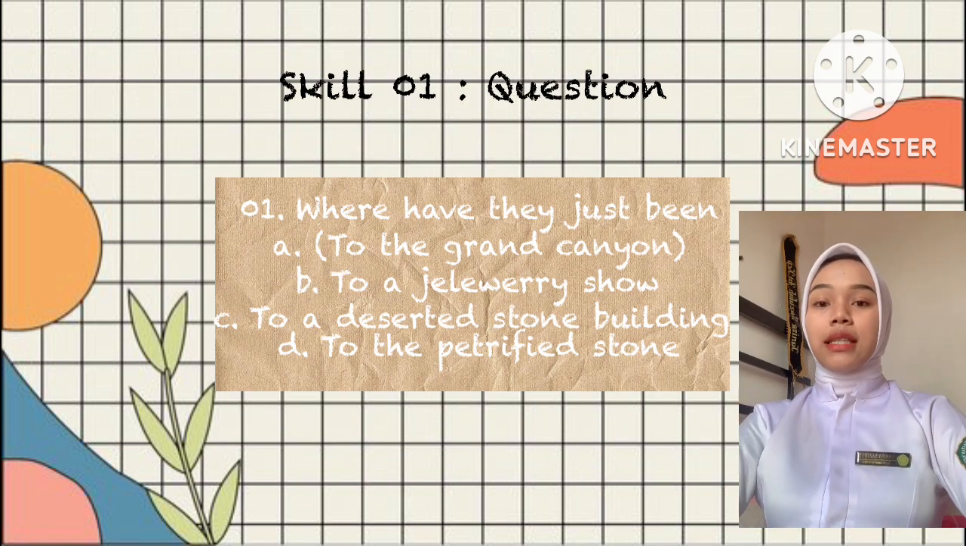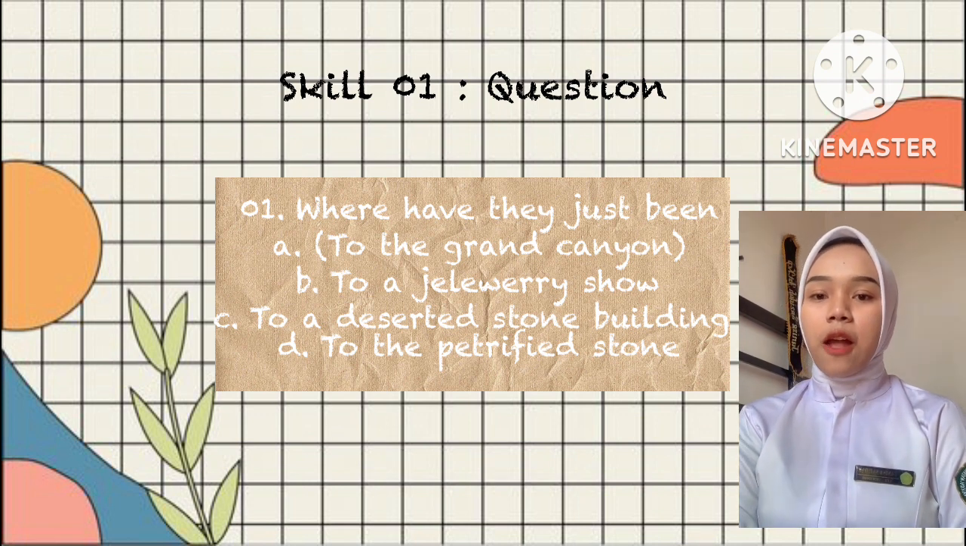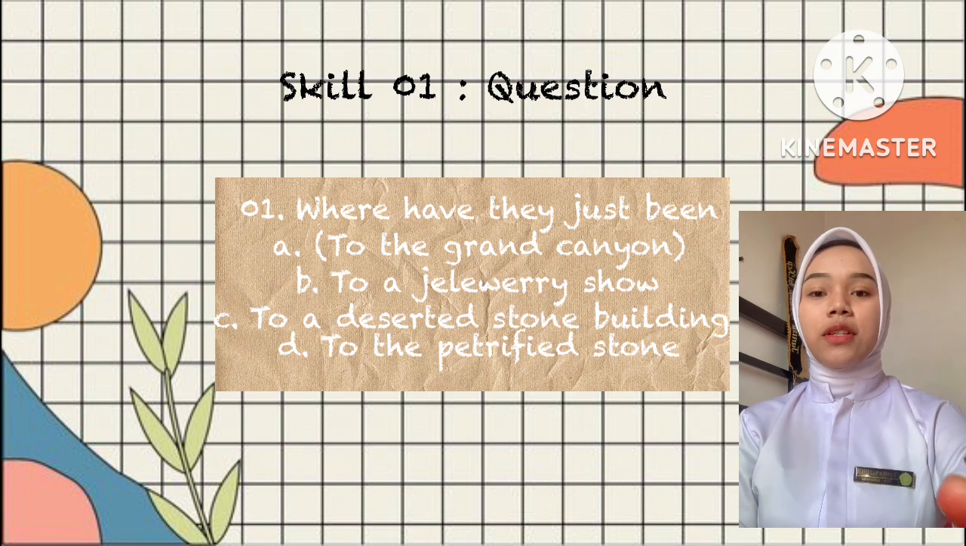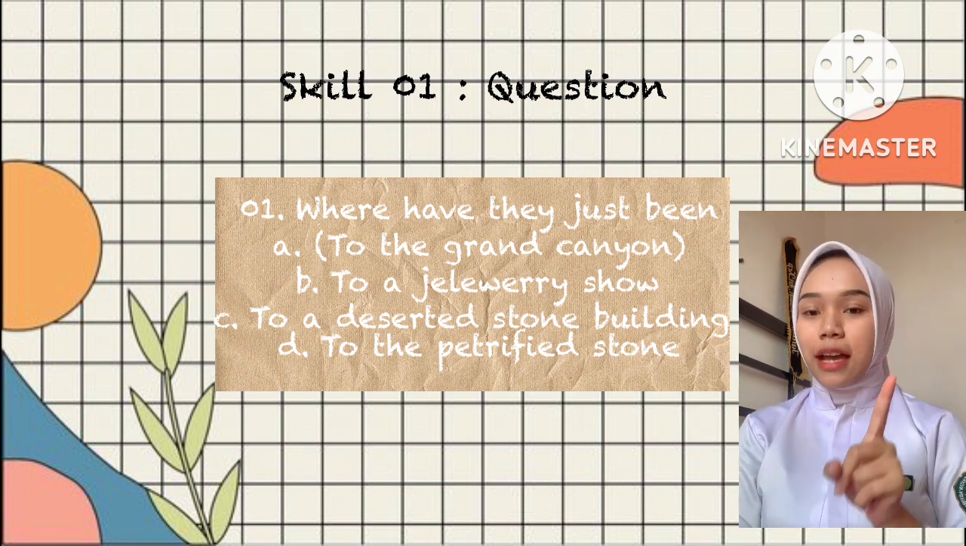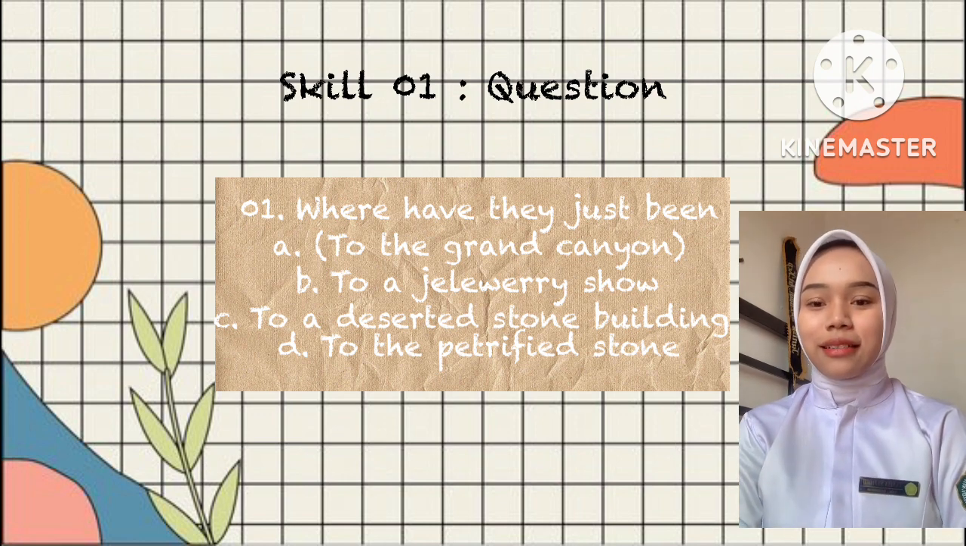Okay, for skill 1, the question is number 1: where have they just been? Okay, the answer is A, to the Grand Canyon, because in the monologue, it says that they were at the Grand Canyon.